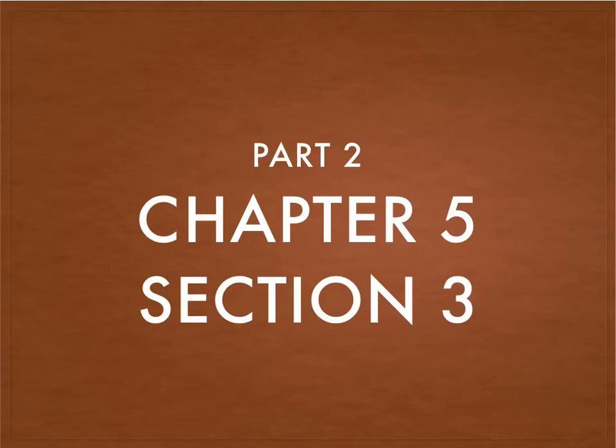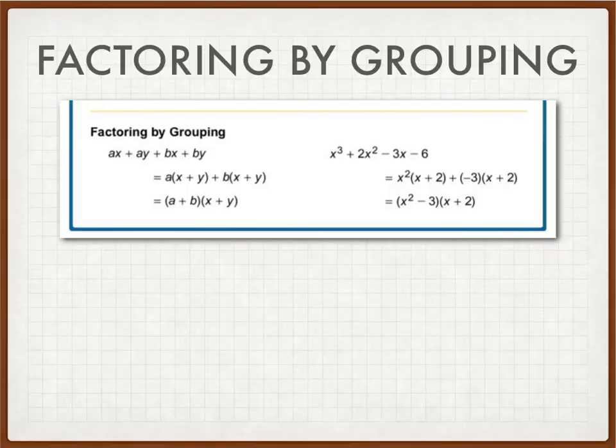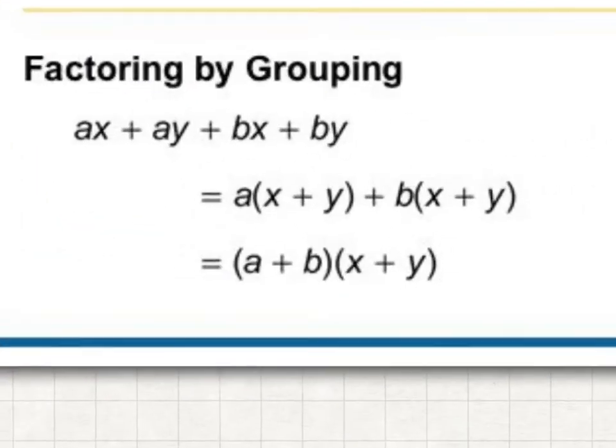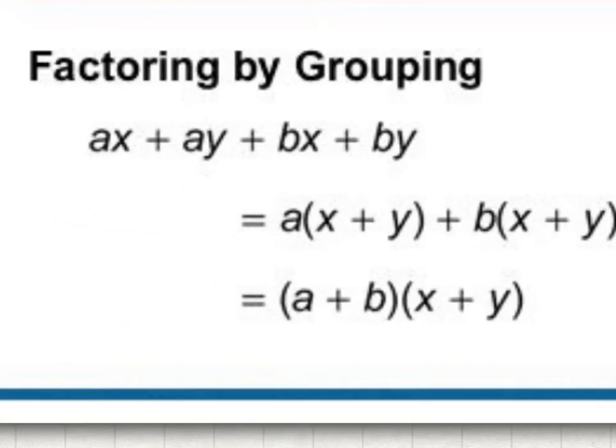So in 5.3, we are going to learn a new way how to factor. So we're going to factor by grouping. If you look at this first example here, they use A's and B's instead of numbers. But what we do here is we split it into two. So now we have two separate equations.